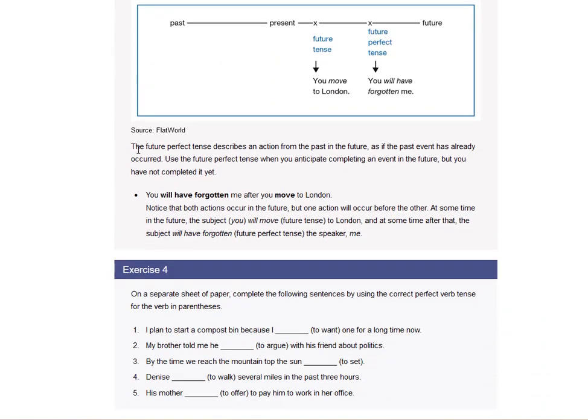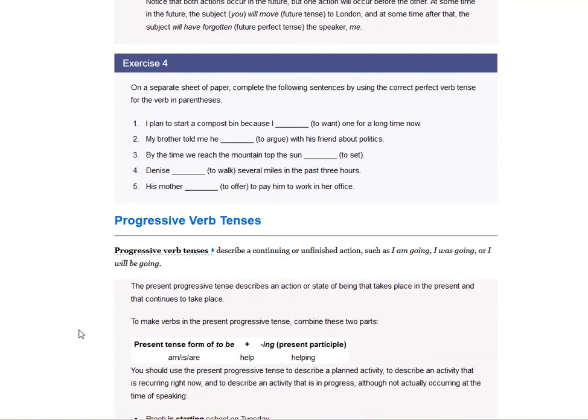The future perfect tense describes an action from the past in the future. And if the past event has already occurred, use the future perfect tense when you anticipate completing an event in the future. You will have forgotten me after you move to London. Notice that both actions occur in the future, but one action will occur before the other. At some time in the future, the subject will move, future tense, to London, and sometime after that, the subject will have forgotten the speaker, me. I know that sounds so confusing, doesn't it?